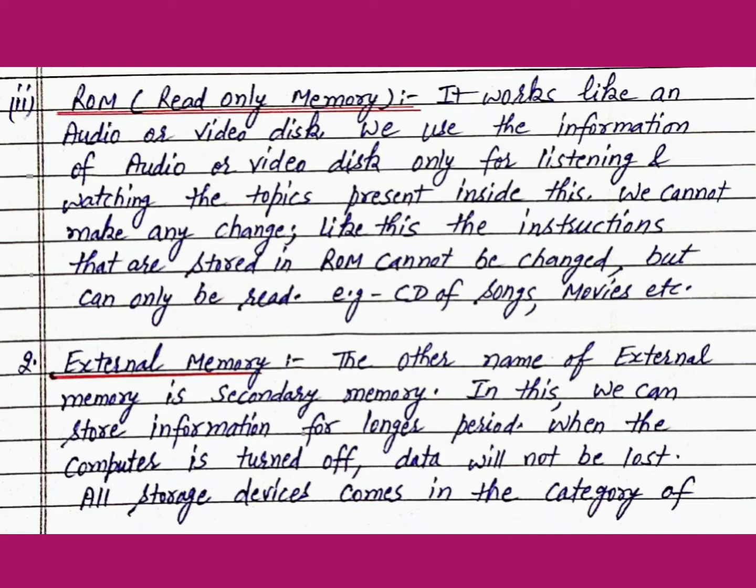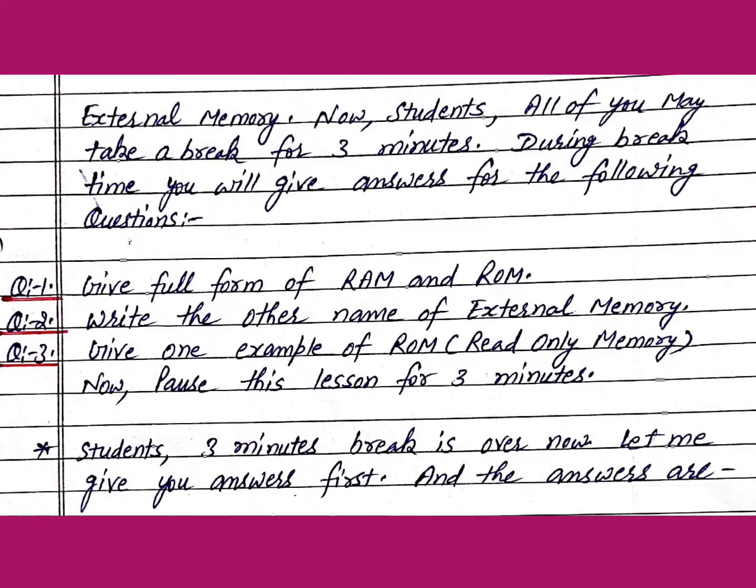Number 2, external memory. The other name for external memory is secondary memory. In this, we can store information for a longer period. When the computer is turned off, data will not be lost. All storage devices come in the category of external memory.